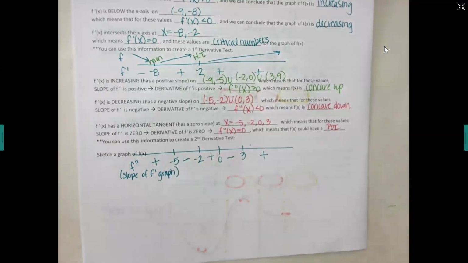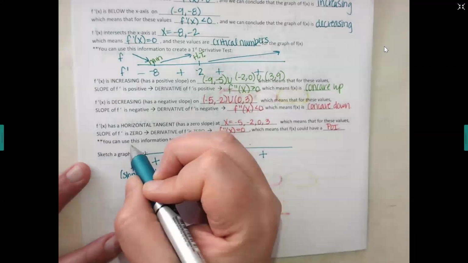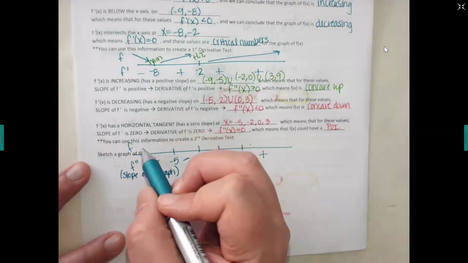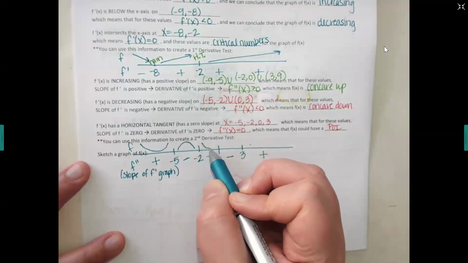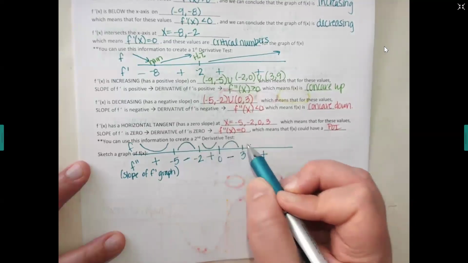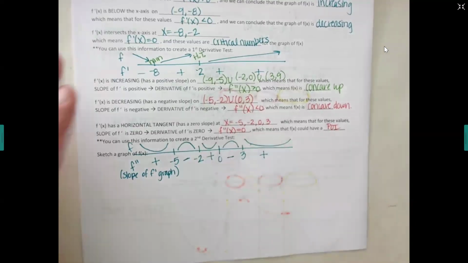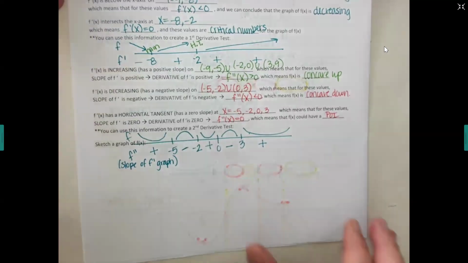Okay, from there, if those are the signs for f double prime, that tells me everything I need to know about f's concavity. f must have gone from concave up to down like a frown, to up like a cup, down like a frown, up like a cup. Okay, from there, let's sketch our graph.